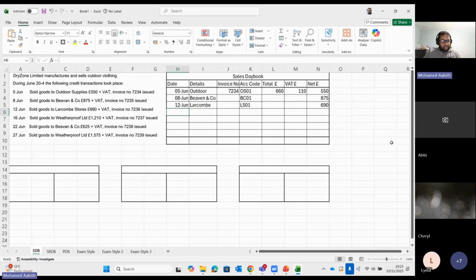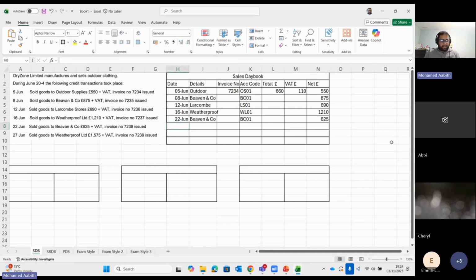Okay. The next one is on 16th of June. Weatherproof, and then this is going to be weatherproof limited 01, and it's going to be for 1,210 pounds. Then we have 26th of June. We have B1 again, so we put B1 again, BC again. It's the same account code for them, and then the amount for them is going to be 625 pounds.